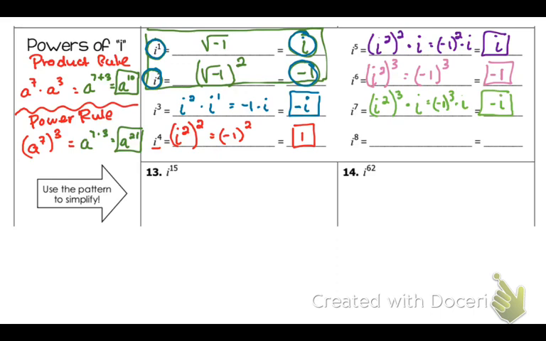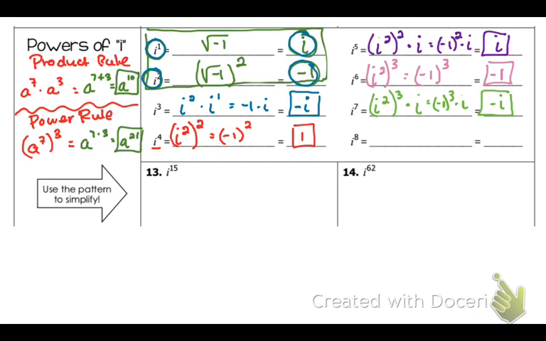Now, please don't just copy this chart down without understanding it, because later on, I can give you i to the 1,000,002. I can give you i to the 557. So you have to be able to understand the patterns.